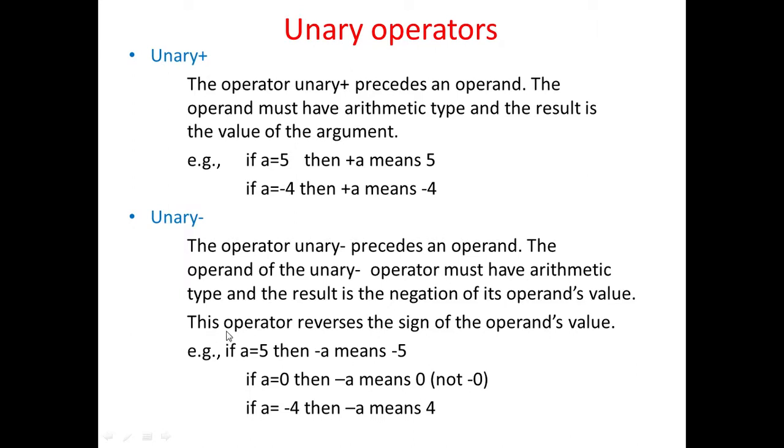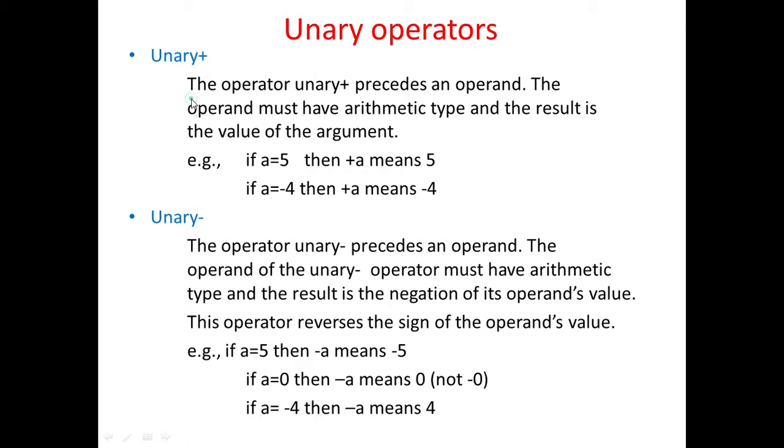So this operator reverses the sign of the operand's value. If it is plus 5, it will become minus 5. If it is minus 4, it will become 4. So the operator unary minus also precedes an operand. It also comes before the operand. The operand must be a number. The operand of the unary operator must have arithmetic type, means it must be a number.